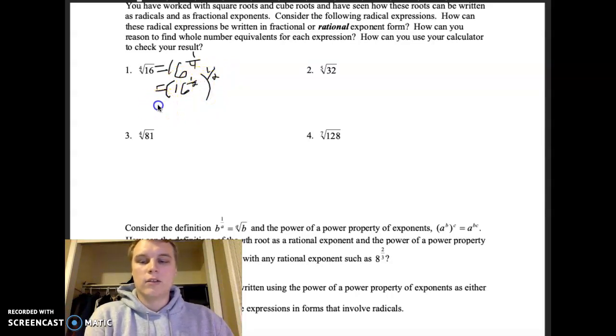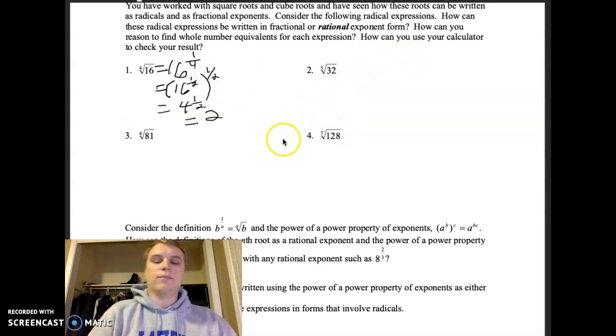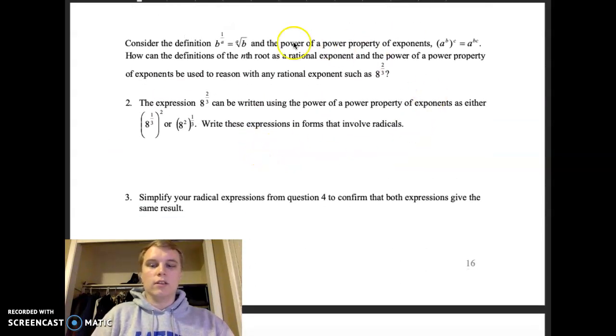Okay? So then we simplify the inside. So then we have the square root of 16, which is 4. And then we're left with 4 to the 1/2 power, which is the same thing as square rooting it. So we get 2. So that's how we can find the fourth root of 16, and that would be 2. Okay? So like I said, you could go into your calculator and do the rest of these. We're going to move on right now and do this part.